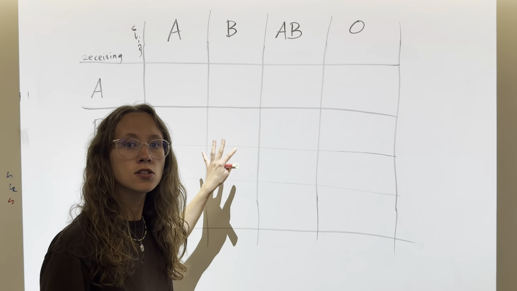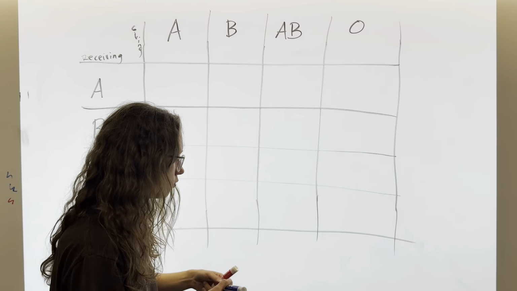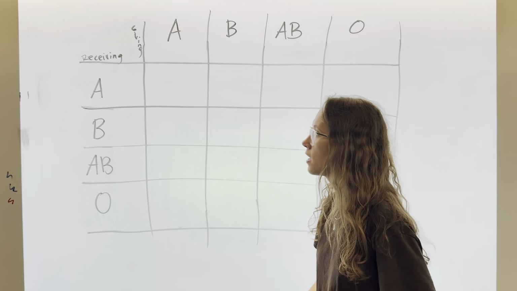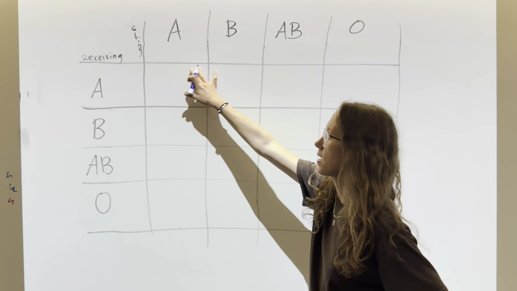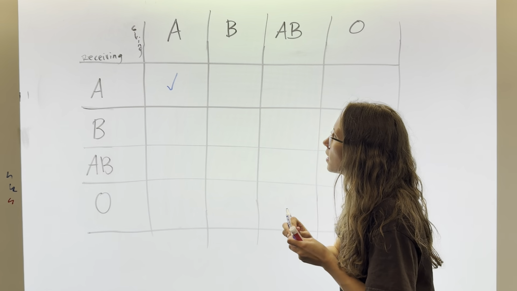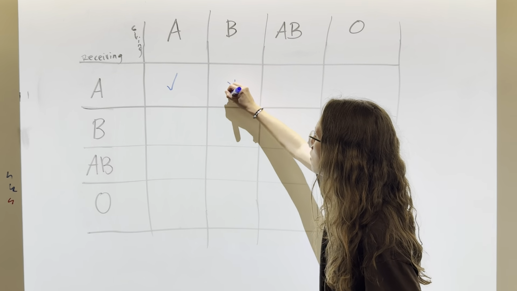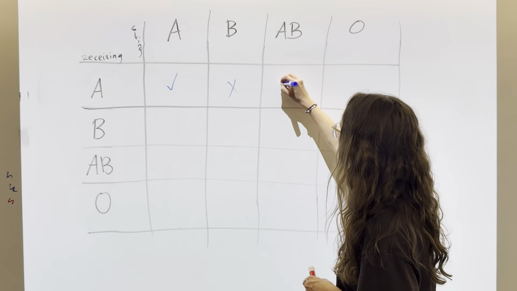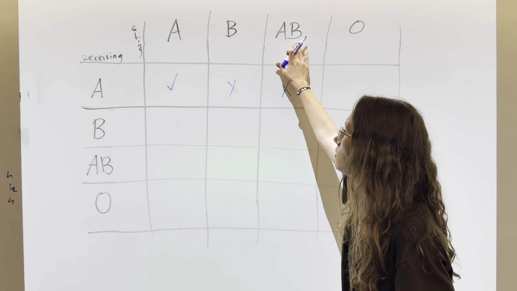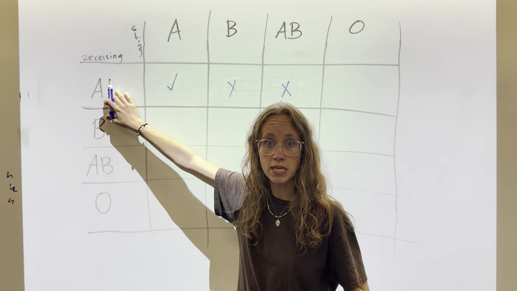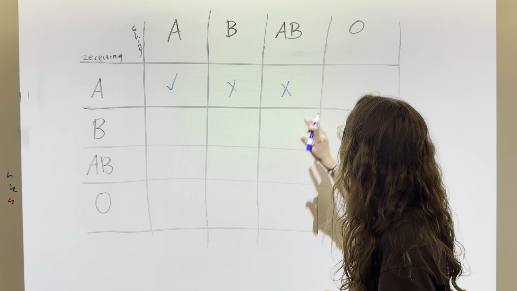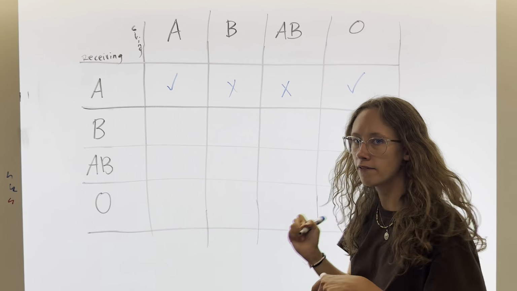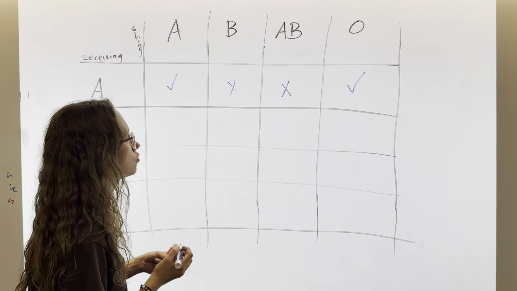So in this chart, we can really determine which blood types can be transfused. So here I have the receiving blood type, and here's the giving. So can A receive from A? Yes, it can. Can A receive from B? No. Can A receive from AB? No, because the B antigen is going to negatively react with the anti-B antibodies on the A blood. And can A receive from O? Yes, because O does not have any antigens, so it is the universal donor.